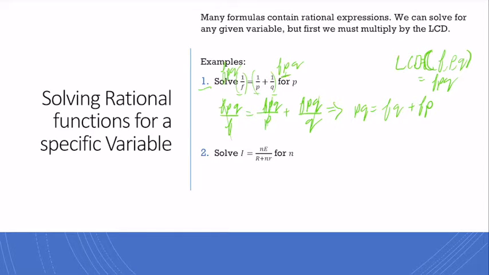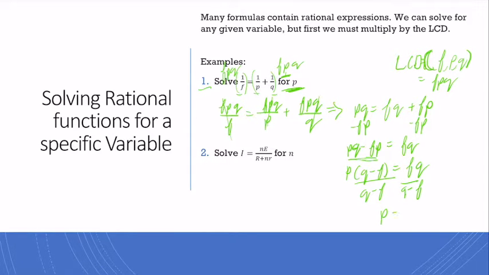And I want to solve this function for p. So the first thing I'm going to do is get both my p's on the same side of the equation. So I'm going to subtract fp from both sides. pq minus fp equals fq. I can then pull out a factor of p on this left-hand side. So I get p times (q minus f) equals fq. I can then divide both sides by q minus f in order to isolate p, because p is the variable we're trying to solve for. So I'm left with p equals fq over q minus f.